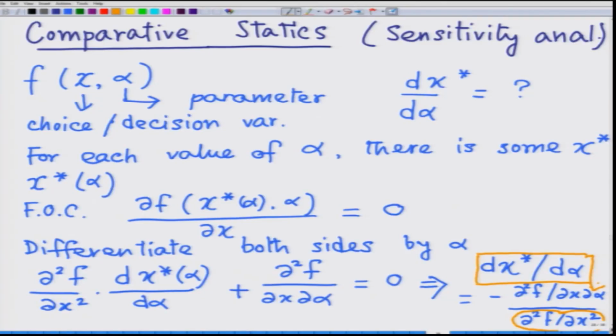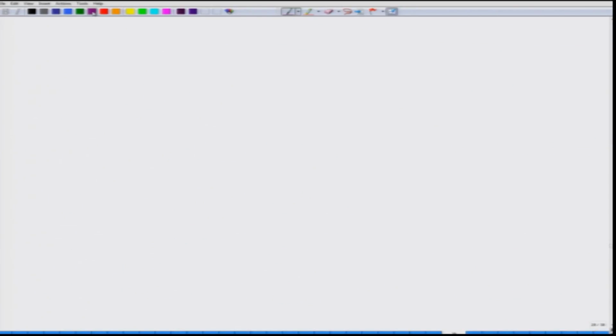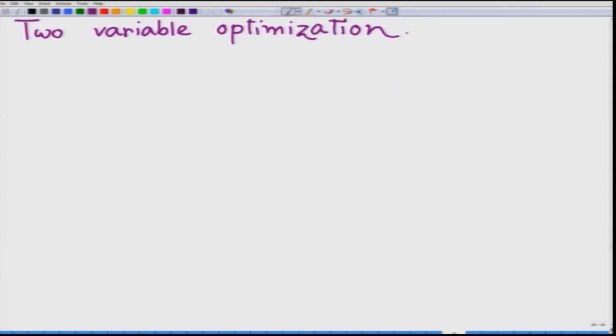Now we are going to move on to the case of two variable optimization. Of course, this can be generalized to n dimension, n number of variables, but let us not get into the complications. This is not an advanced level microeconomic theory course. For this course, if we know up to this, that would be good enough.